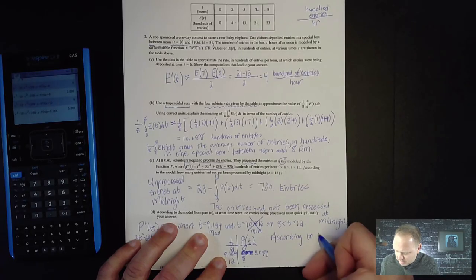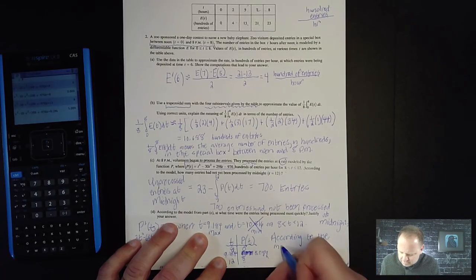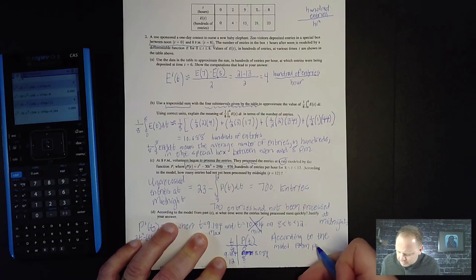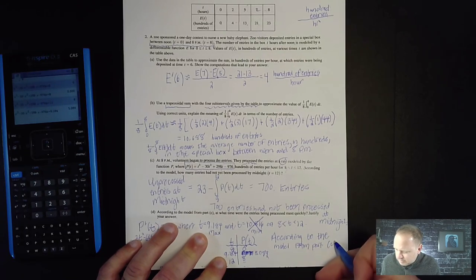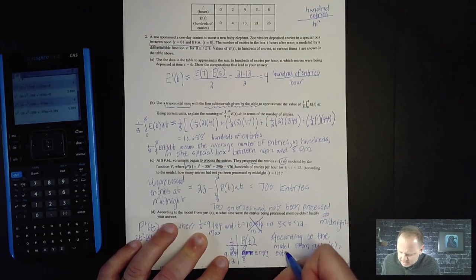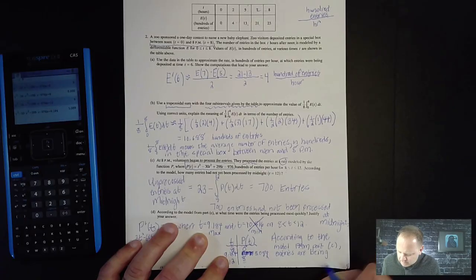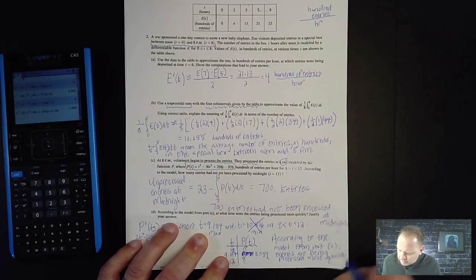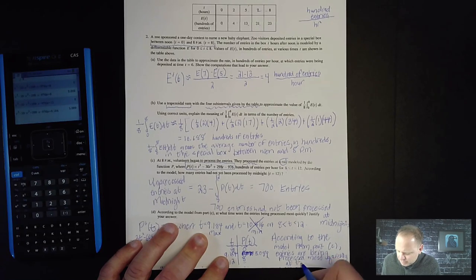All right, according to the model, from part C, use their words, entries are being processed most quickly at t equals 12 hours. Well, thanks for that one, guys.